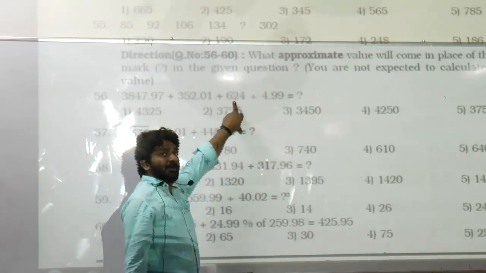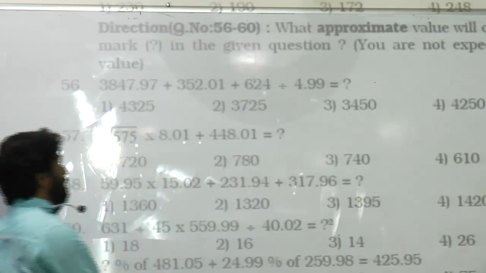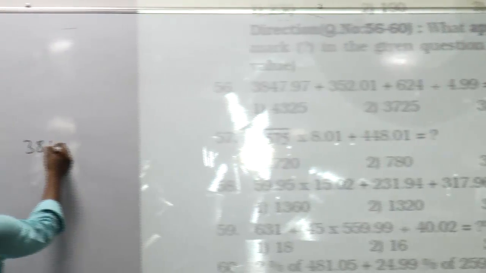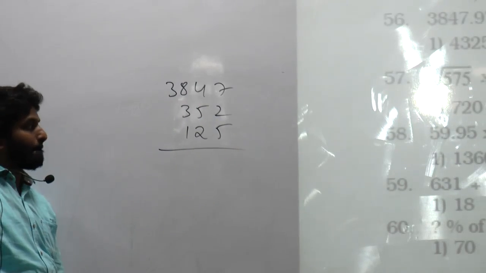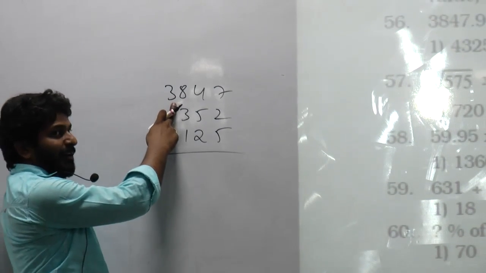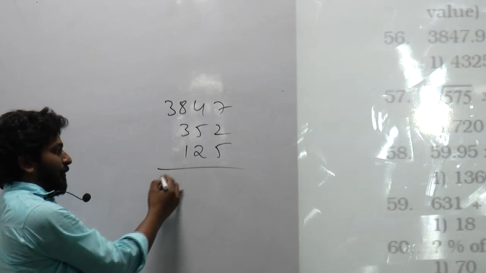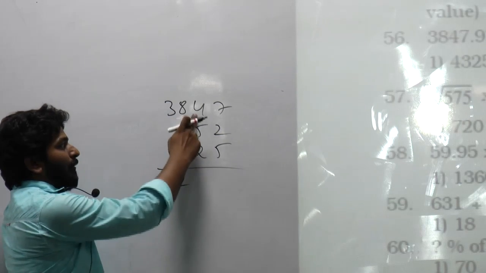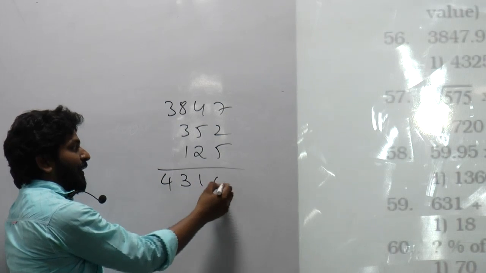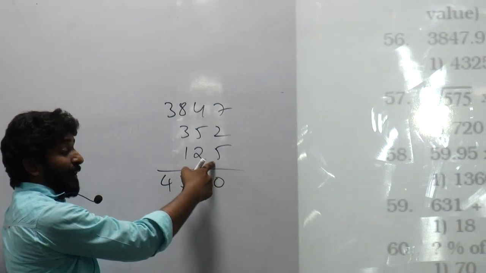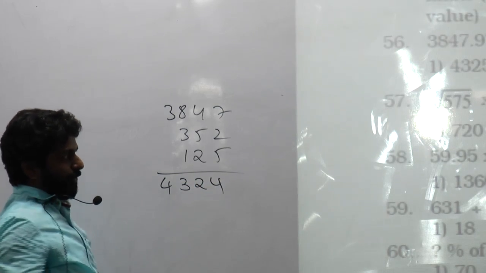This is 625, 5 to the power of 4 divided by 5. 5 cube, 125. So now 3847, 352, 125. 3800, 4100, 4200. I'll write 4200 here. 40, 50, 20. 110. 310. 9 plus 5, 14. Add 14 here. 24. 4324.